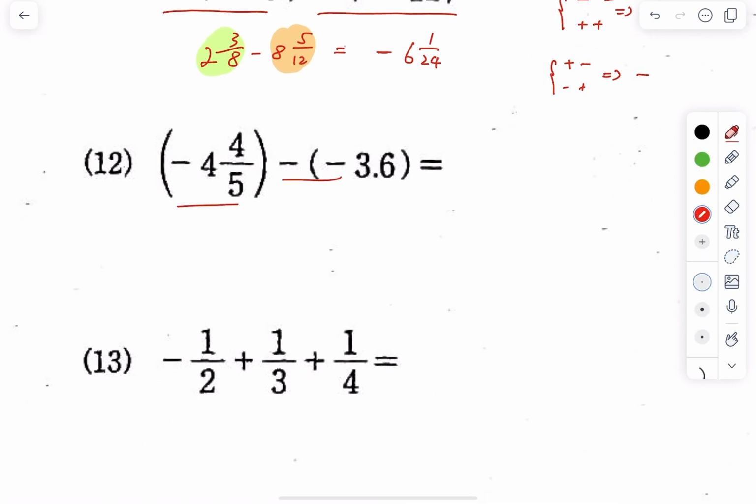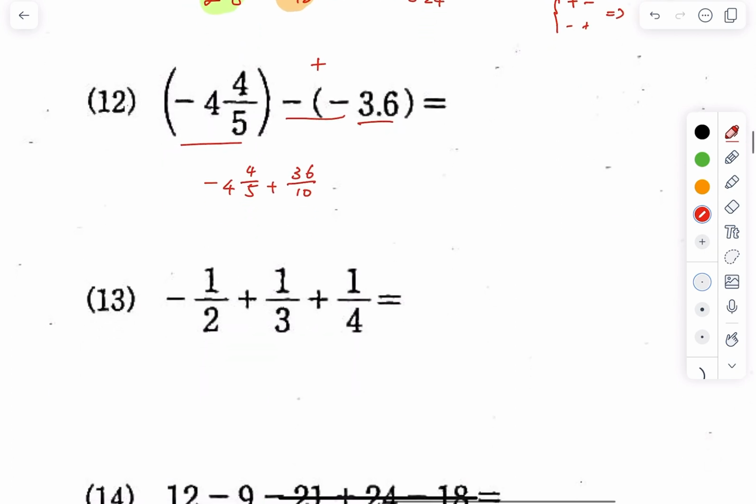Negative, negative, negative, positive. Okay, negative 4, 4 over 5, plus, remember, 36 over 10. That's what we learned from the previous question, right? How do we change a decimal into a fraction? Now, I'm going to rewrite this one into 4, 4 over 5, plus 3, 6 over 10, or 3 over 5.